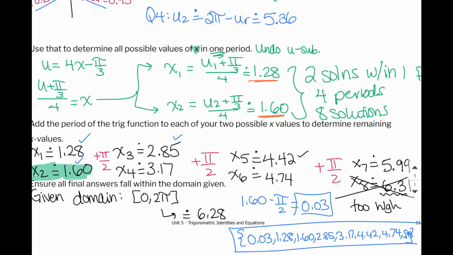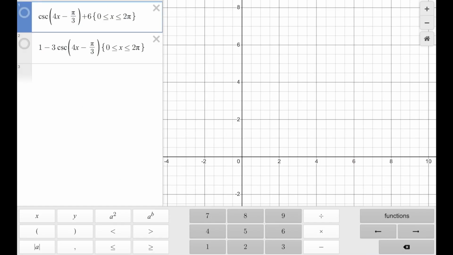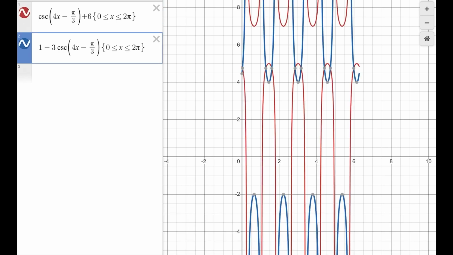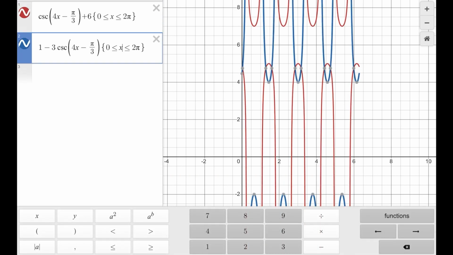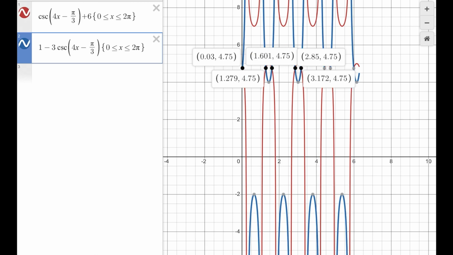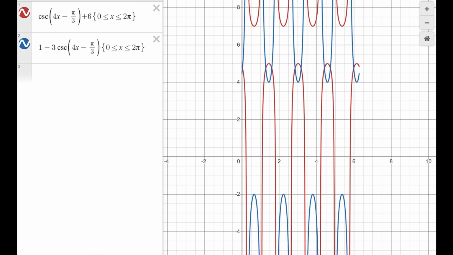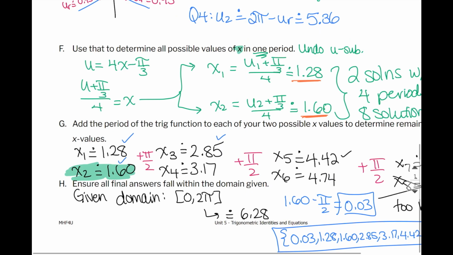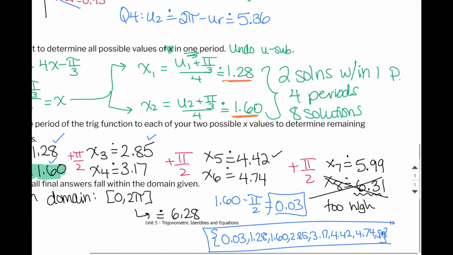Let's double check. If you notice here, I wrote the left side of the equation on line 1 and the right side of the equation on line 2. I want to graph them out and see where they intersect. I've restricted the domain from 0 to 2 pi. So they intersect at 0.03, 1.28, 1.60, 2.85, 3.17, 4.42, 4.74, and 5.99, which are all the answers that we got right here. So we know we did it right.